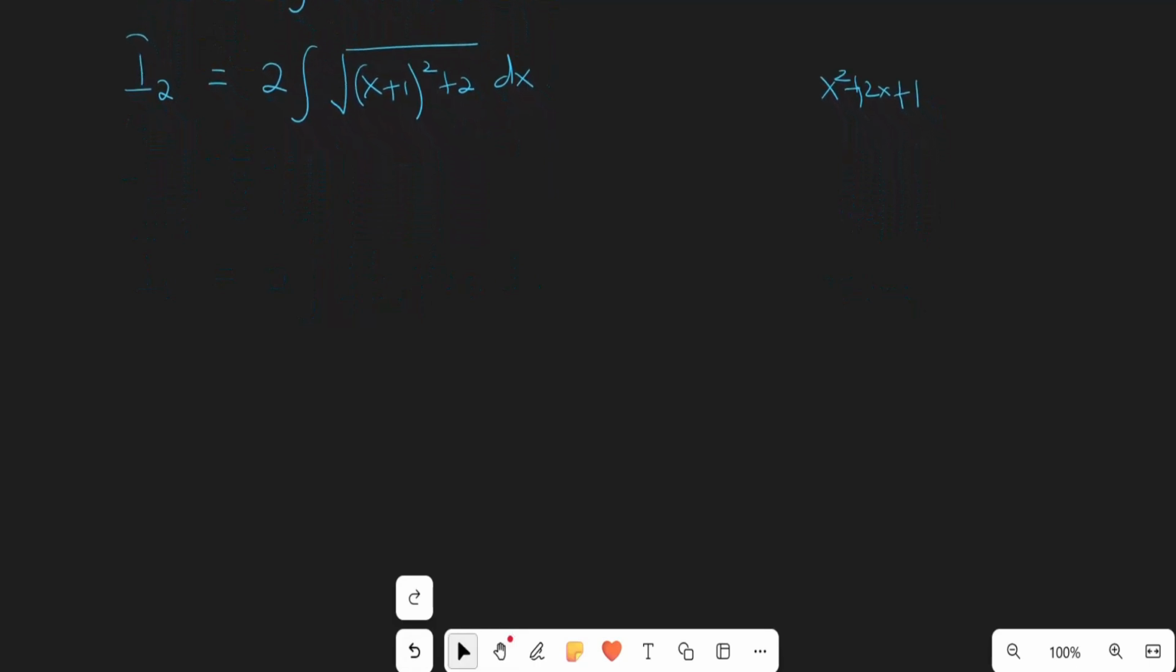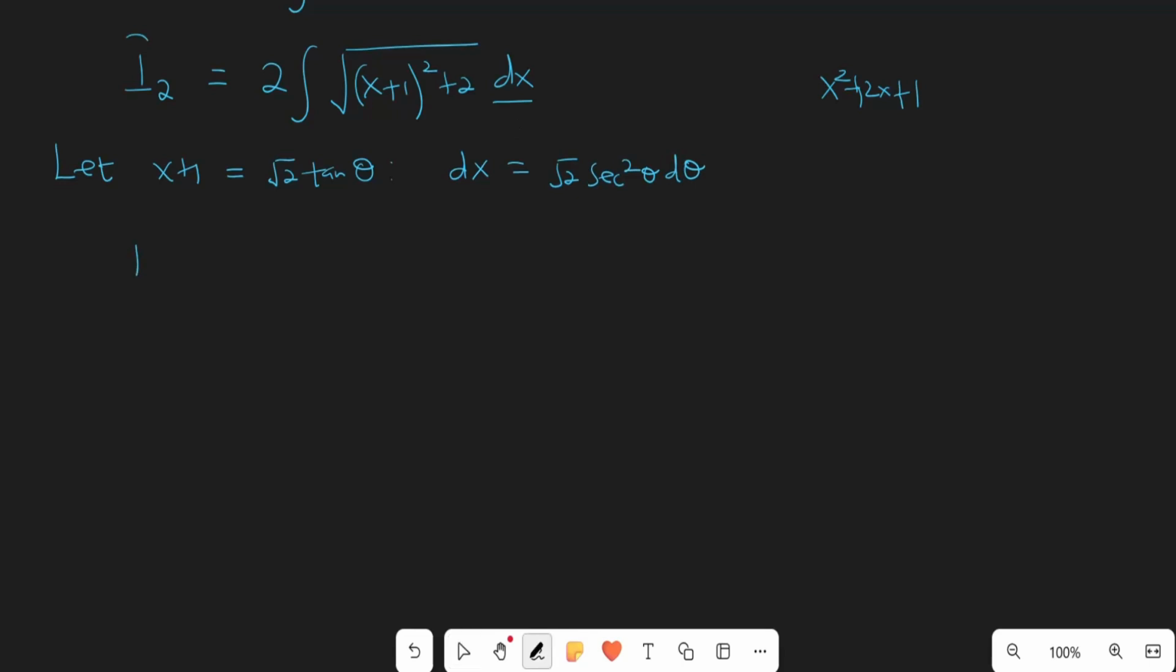And now we are going to do a trick sub here. I am going to let x plus 1 be equal to the square root of 2 times the tangent of theta. This is the substitution that we are going to use to solve this integral. Now we can differentiate. So dx is going to be root 2 secant squared of theta d theta. That means in place of dx, I'm going to replace it with root 2 secant squared of theta d theta.